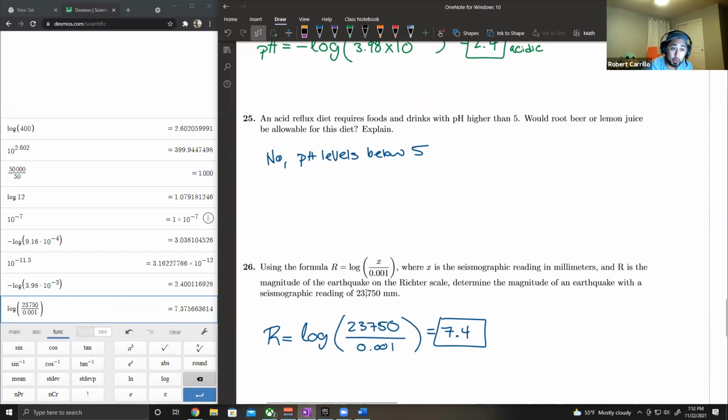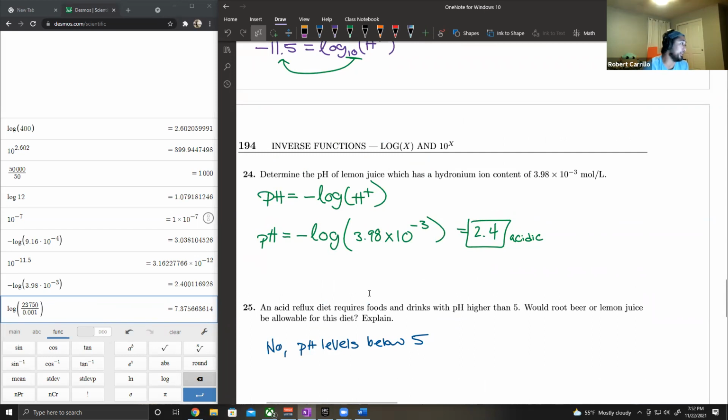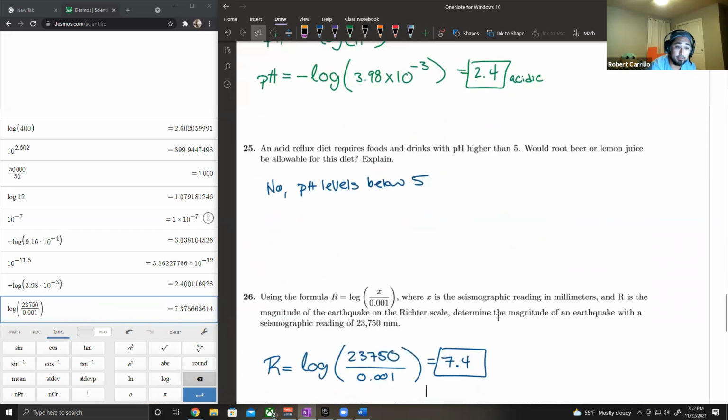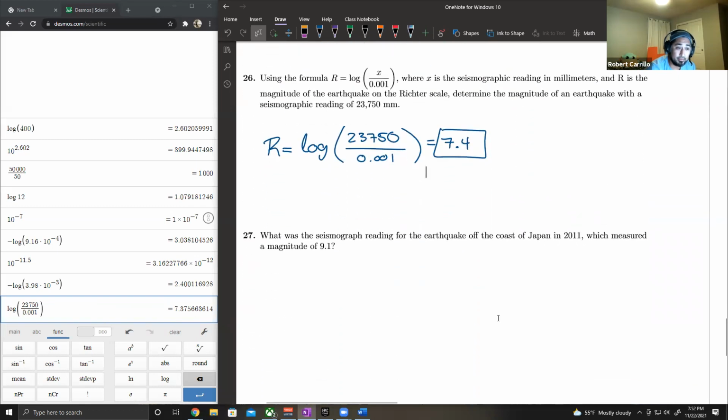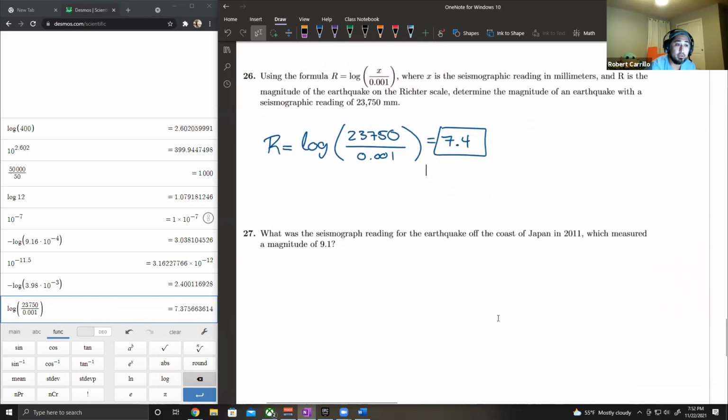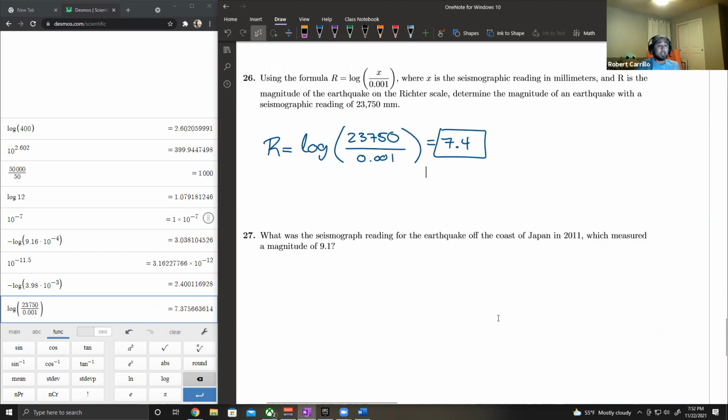And logs were cool in this situation too, where they can figure out the pH content of food. So very neat. Okay. 27. What was the seismographic reading for the earthquake off the coast of Japan in 2011, which measured a magnitude of 9.1? So now they're giving us the magnitude, and we have to find the size in millimeters of the earthquake.